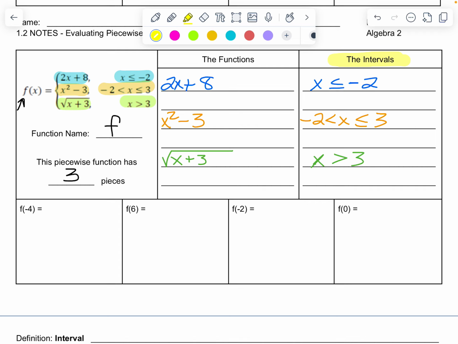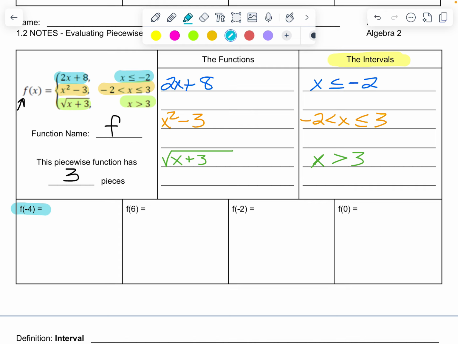So I really have to make sure that I start off by thinking about those x values. The first problem has an x value of -4. Which of the intervals are in play here? Well, -4 is smaller than -2, so that's going to fall in that first piece, the blue one, if you will.